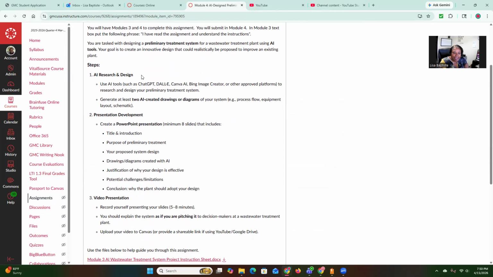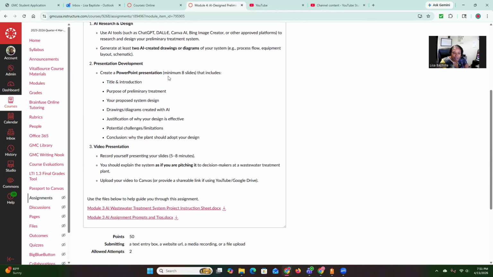It's very important that you have your 2 AI created drawings or diagrams, that you have your PowerPoint presentation, and that you include the title and introduction, the purpose of the preliminary treatment, your proposed system design, your drawings and diagrams created by AI, your justification of why your design is effective, potential challenges and limitations, and why the plant should adopt your design.